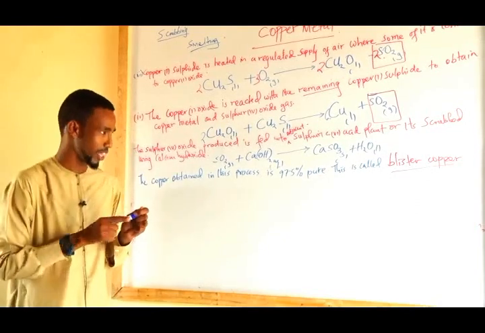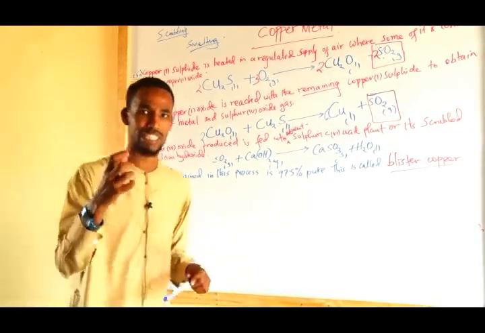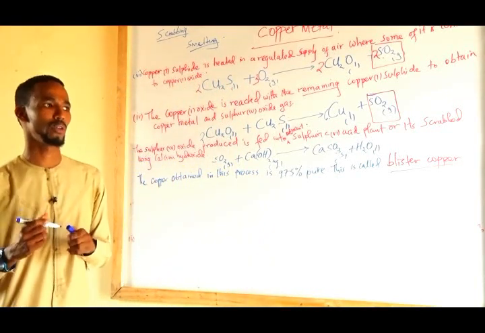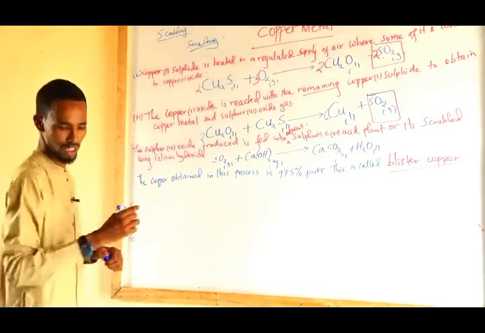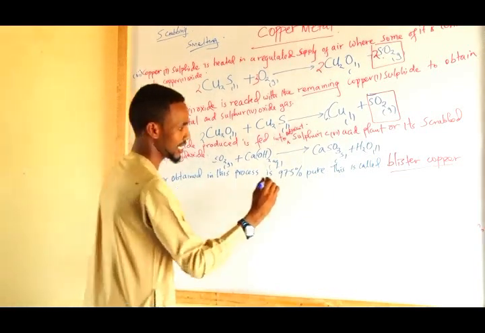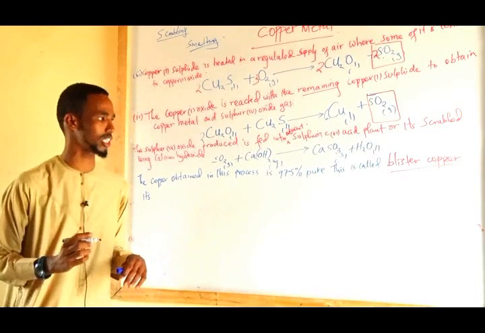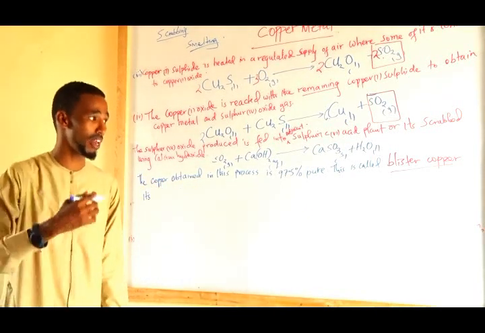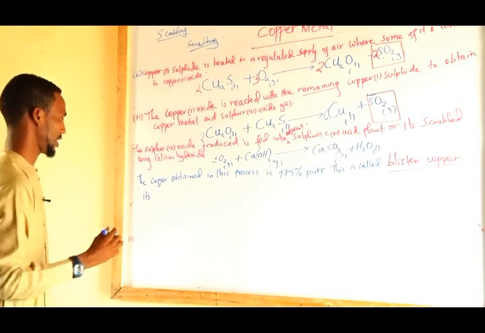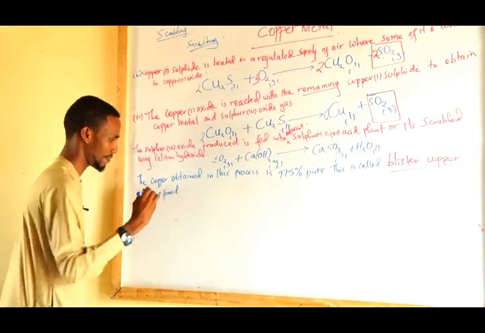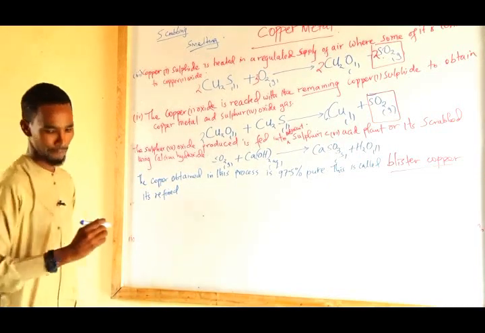So if you want to get 100% or maybe 99.8% pure copper, what do you do? You refine it. We said what is obtained in this process is 97.5% pure. So if you want to purify more, it is refined. It is refined by electrolysis.